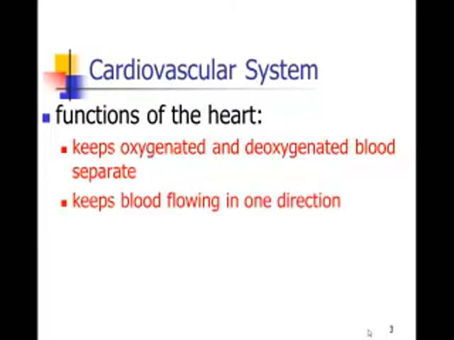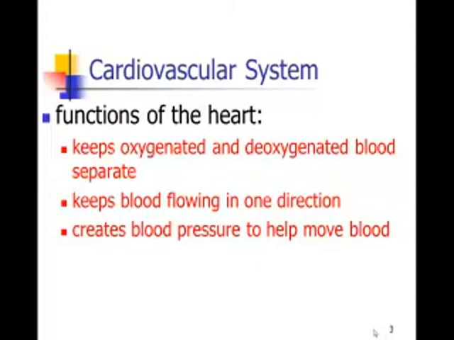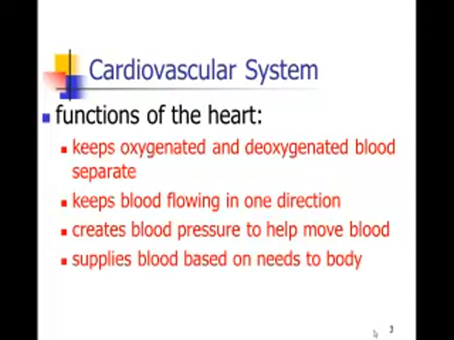It also is important to keep blood flowing in one direction, and in fact in some of the places we'll see there are semilunar valves which prevent backflow of blood. It creates blood pressure to move the blood. In order to have the fluid move through the vessels, there has to be a pressure gradient. That is, in one place the pressure has to be higher, and in another place the pressure has to be lower. It supplies blood based on needs to the body.